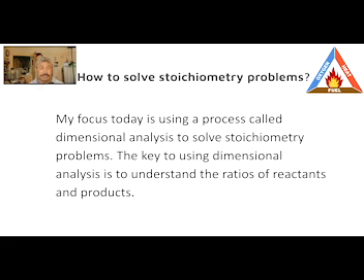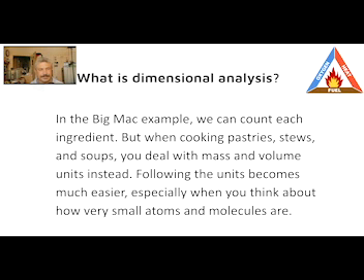The key to using dimensional analysis is to understand the ratios of reactants and products. With the ratios involved, I'm going to use dimensional analysis, following the units. In the Big Mac example, we counted each ingredient. But when cooking pastries, pies, stews, soups, I'm dealing with mass and volume units instead. How many pounds of this? How many cups of that? And following the units becomes much easier, especially when I think about the fact that in chemistry, I'm dealing with atoms and molecules, which are very, very small. And we can't really see them well enough to count them.